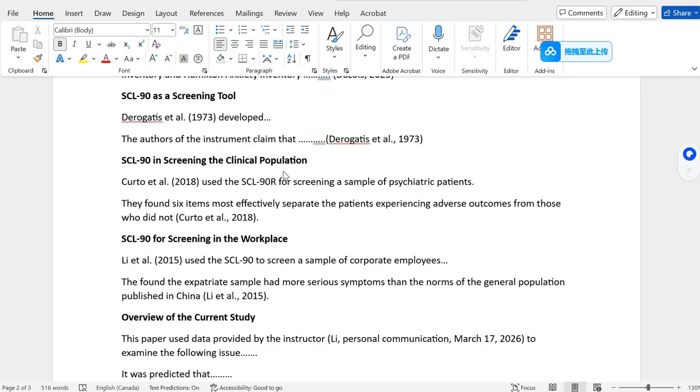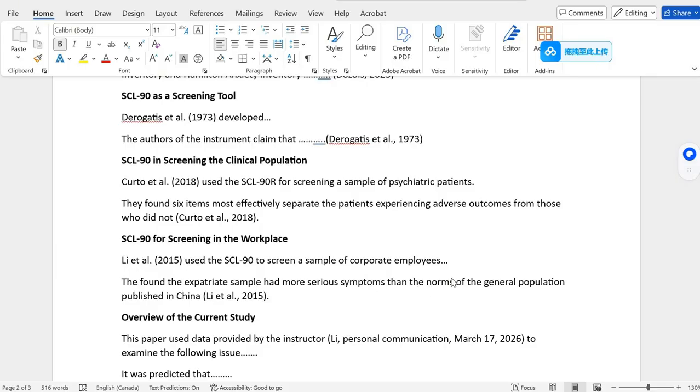After you write the section on screening in the clinical population using SCL90, you are ready to write the section about screening in the workplace using the same instrument. For this part, you will need to refer to the Lee et al. 2015 paper. On the screen, I'm writing a little bit of the paper. This is not all you need for the sections. This is a small part of the sections you will need.